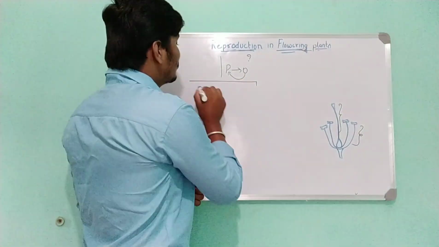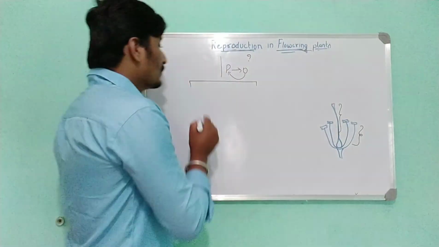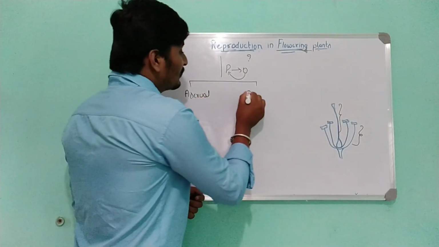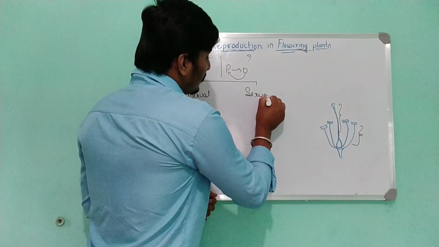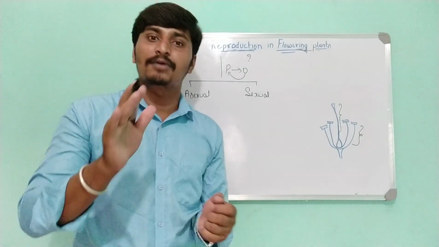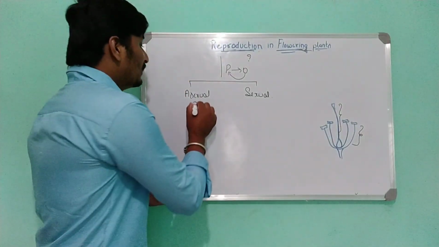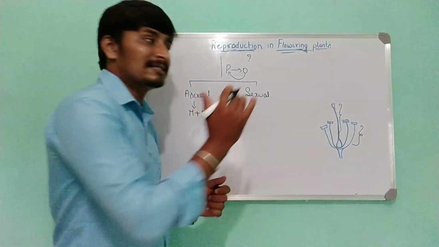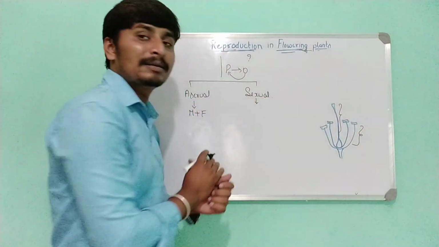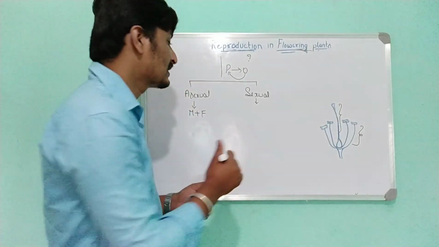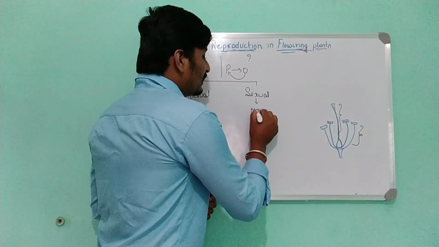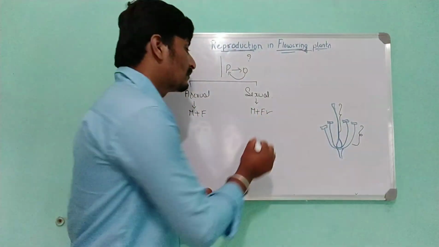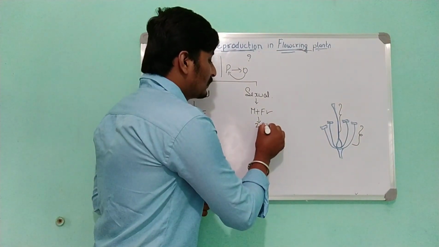Reproduction can be divided into two types. So which are those? One is asexual reproduction and the second one is sexual reproduction. Asexual reproduction is the production of offsprings by their parents without union of male and female gametes, whereas sexual reproduction is the production of offsprings by their parents with the union of male and female gametes. So here male and female gametes form a diploid zygote.